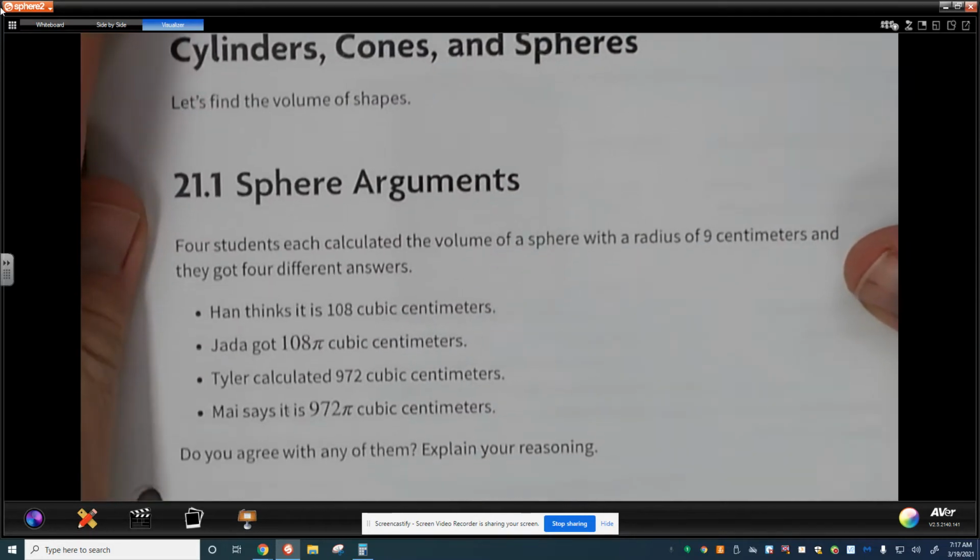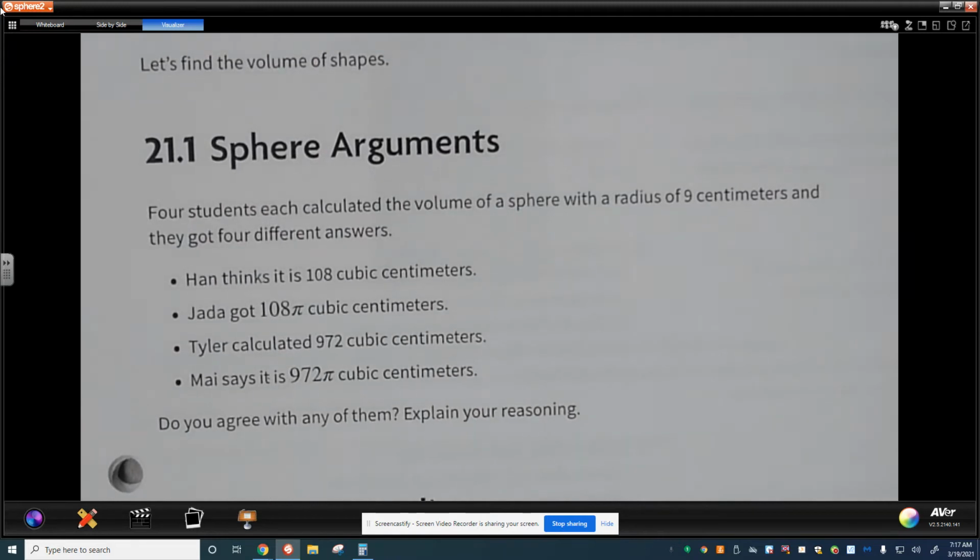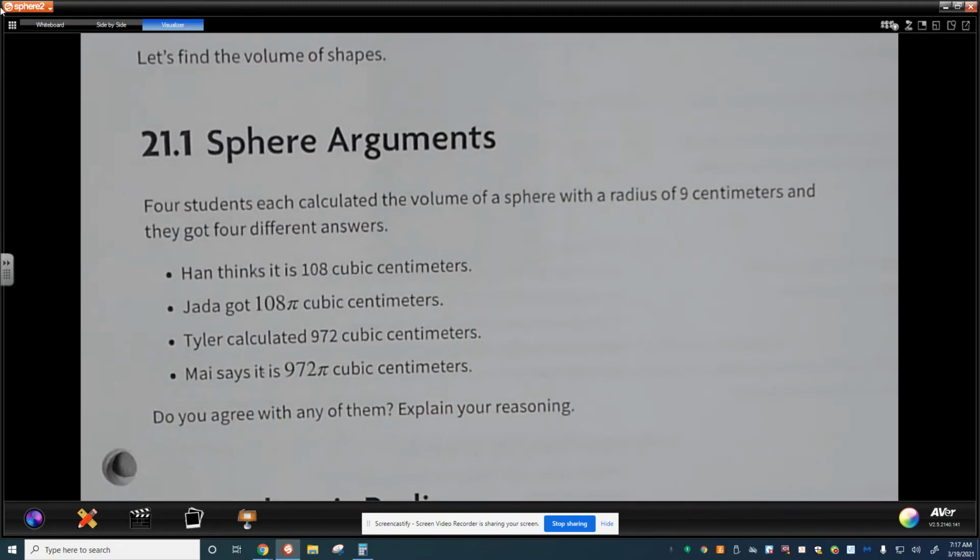So first part is there's an argument going on with our math squad, except this time Han has joined the party. They've all calculated the volume of a sphere with a radius of 9 centimeters, and they got 4 different answers. Han thinks that the volume is 108 cubic centimeters, and Jada thinks 108 times pi cubic centimeters. Tyler calculated 972 cubic centimeters, and May said it was 972 times pi cubic centimeters. Do you agree with any of them?